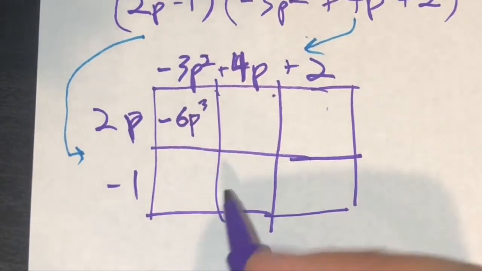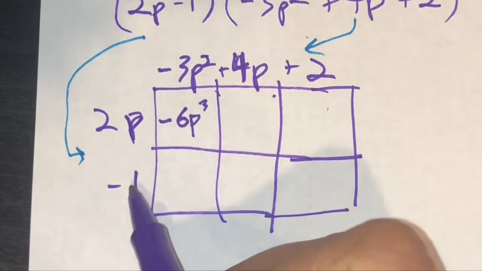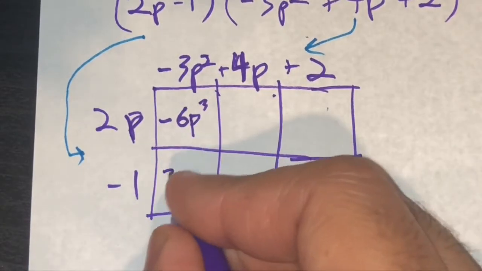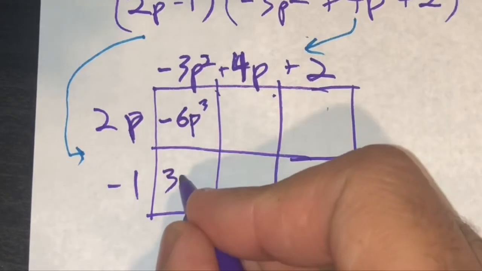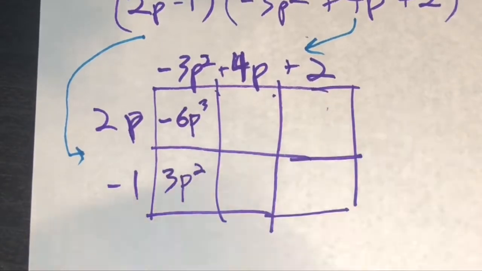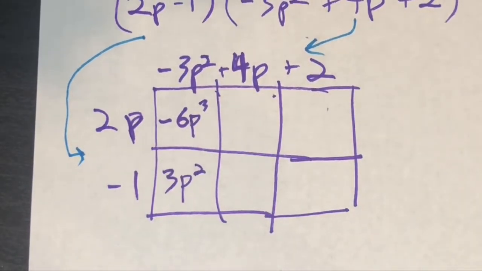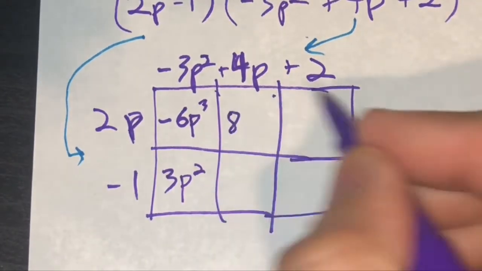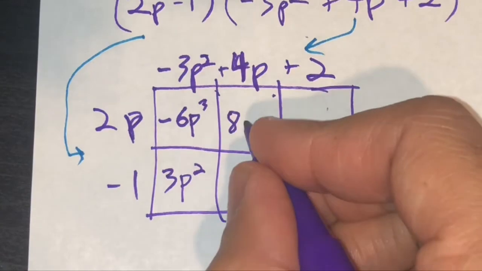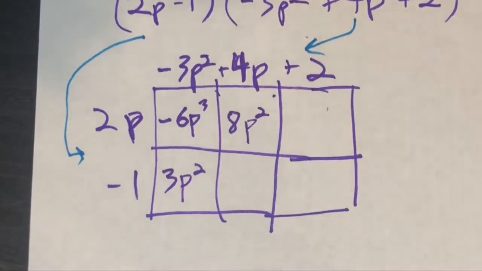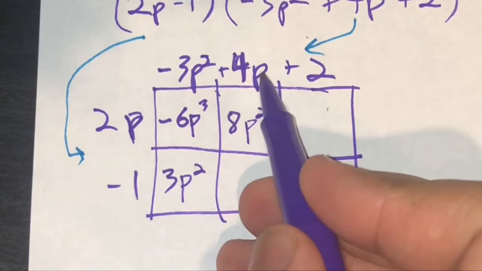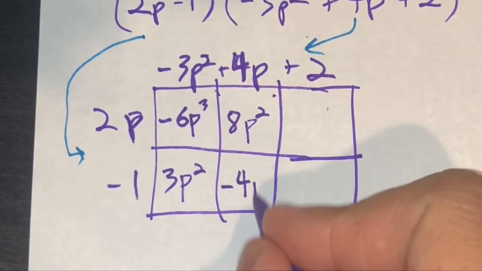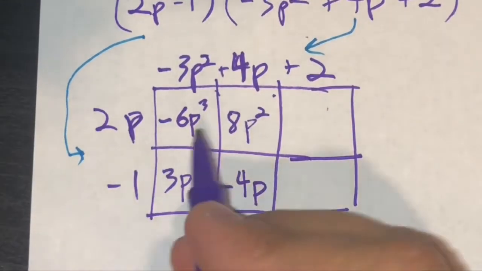I'm going to zoom in there for you. -3p squared times -1. -1 times -3 is a +3. Nothing changed with my p variables, so that's just positive 3p squared now. 2p times 4p, 8. P times p is p squared. -1 times 4p is going to become -4 and then p.